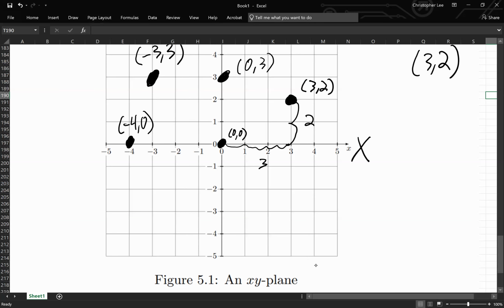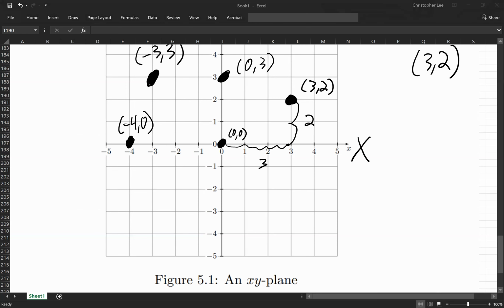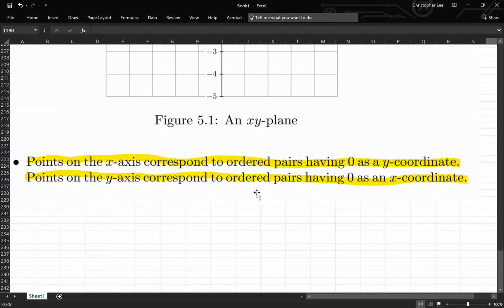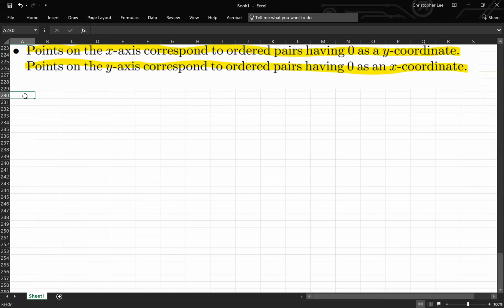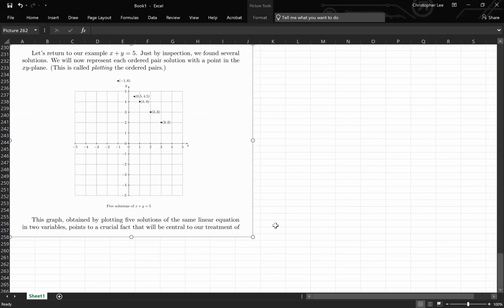Y'all all look bored, so that's good. All right. Boring is always good. I think this picture looks a little bit more pretty, so I want to use this picture instead.